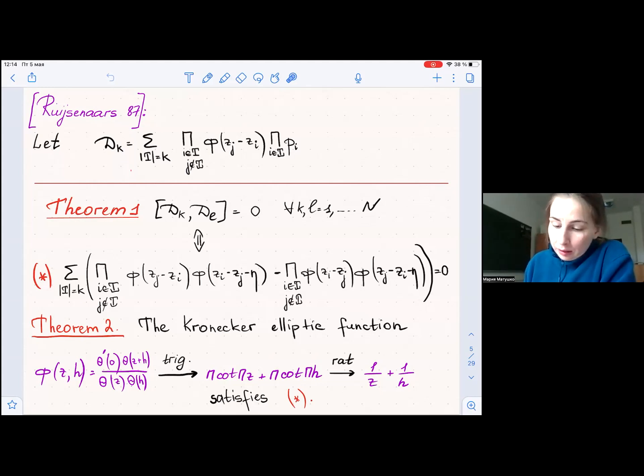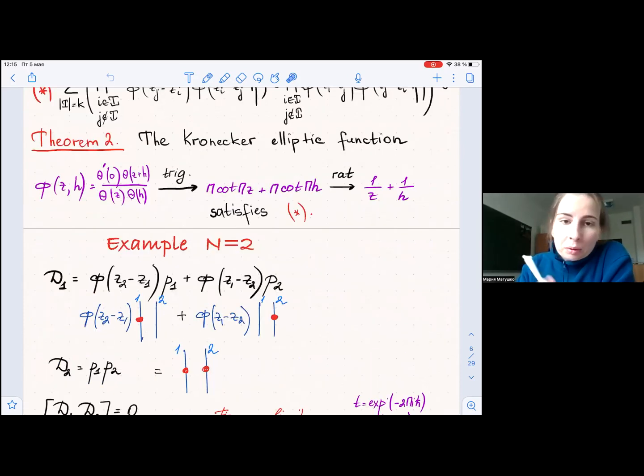And Ruijsenaars showed that phi is almost the unique elliptic function which satisfies the identities, so up to some constant and some exponent.